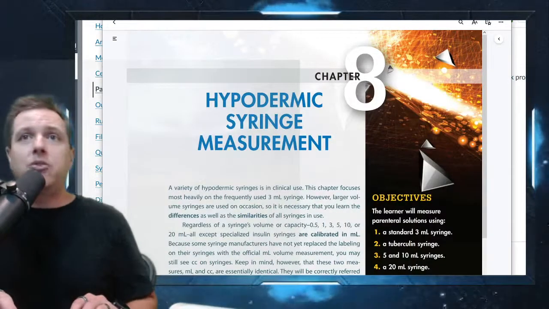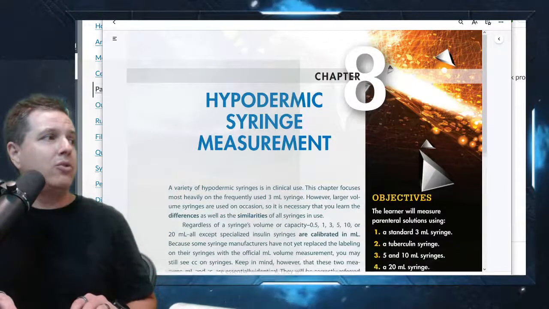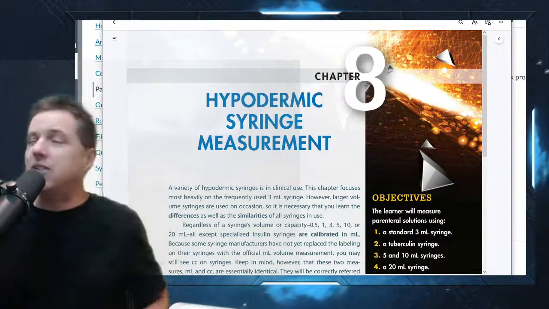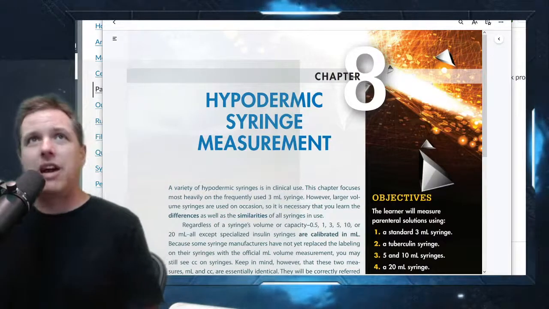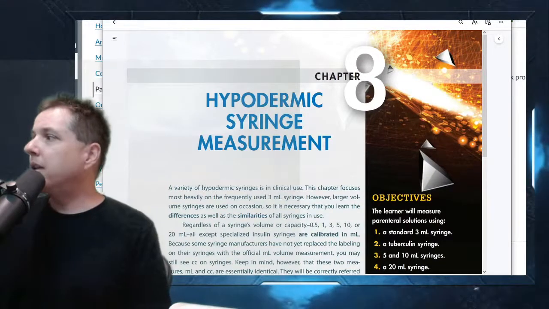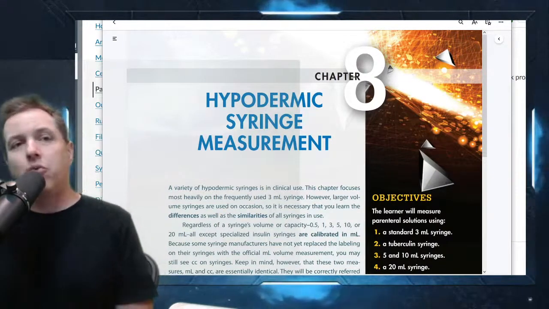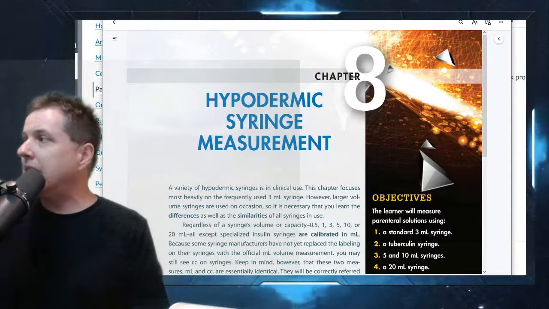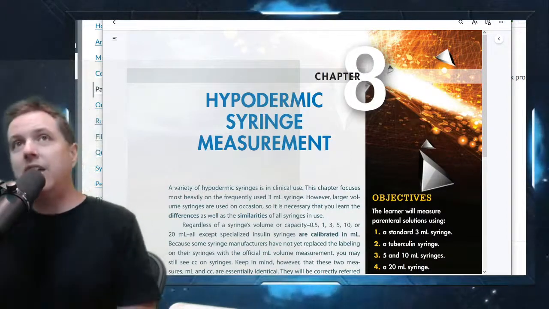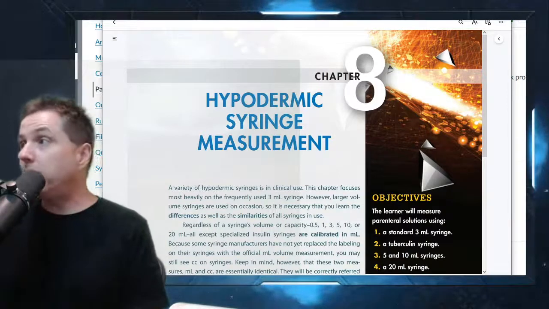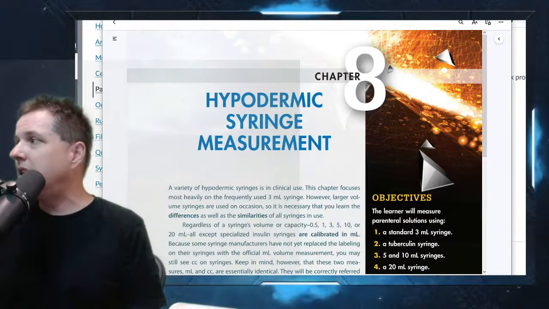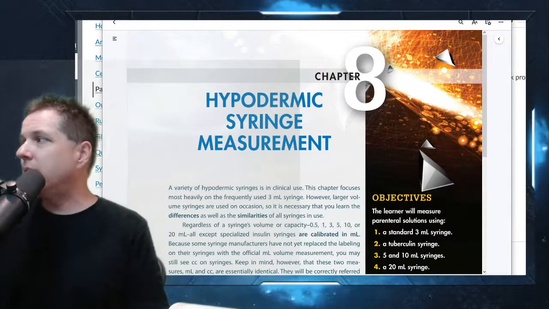Hypodermic syringe measurement. So this is basically about how to read a syringe. Now, some of this stuff sounds like it'd be real easy when you hear it, like how to read a syringe. That must be easy. But as you'll see, and this is another reason it's really important to be reading these chapters out of the book, they give you lots of examples of labels and stuff like that that you're going to be reading that might look really similar.